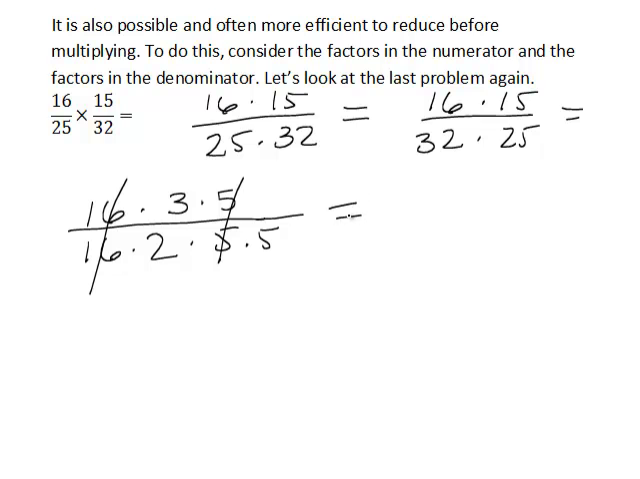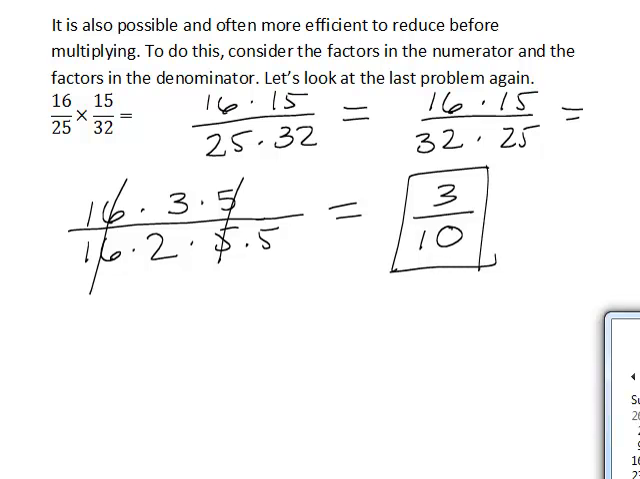Now I'll multiply to get my product. 3 multiplied by 1 in the numerator just leaves us 3, and 2 multiplied by 5 leaves us with 10. Often this is a more efficient way of solving our problems and finding the solution to a multiplication problem. This is called reducing before you multiply, seeing common factors.